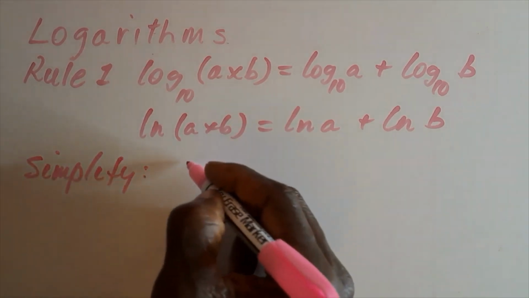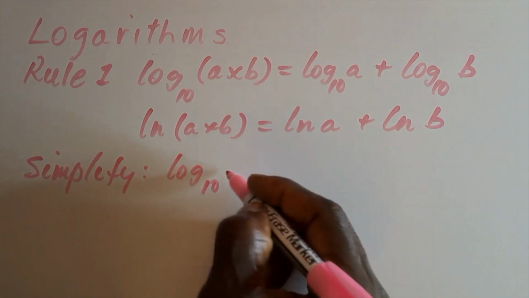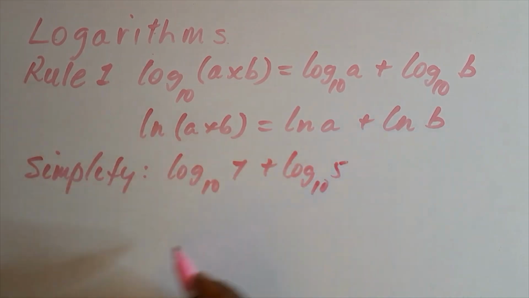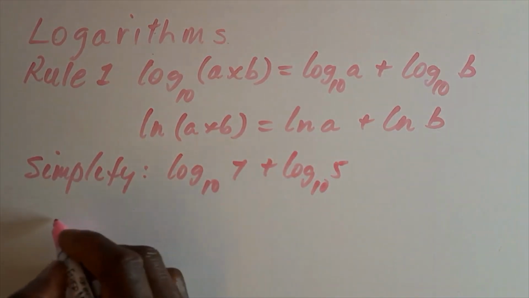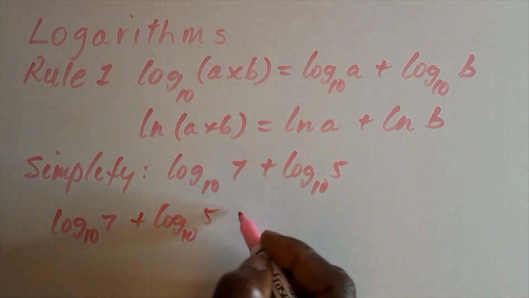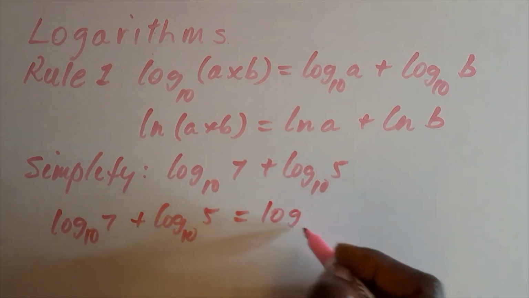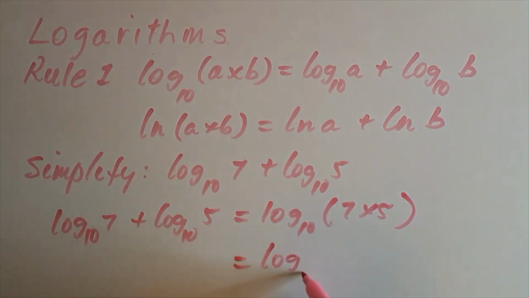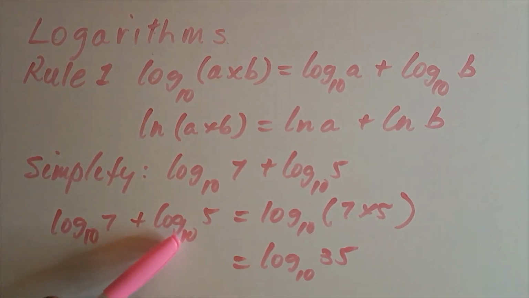If we want to simplify log to the base 10 of 7 plus log to the base 10 of 5, we can write it as log to the base 10 of 7 times 5, which is log to the base 10 of 35. So that simplifies it. If you wanted to evaluate that using a calculator, it'd be a lot easier than trying to evaluate this expression.